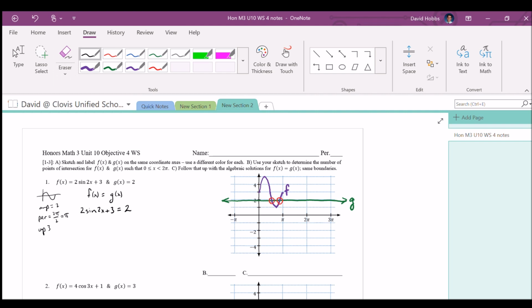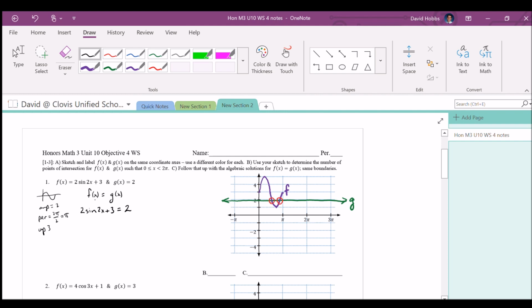The sine graph where the amplitude is 2, the period length is 2 pi over 2, which is pi, and it got shifted up 3, and I've got both of the curves labeled, f and g. We can see that there's 2 points of intersection just within the first period of the function. We are actually solving for all points of intersection between 0 and 2 pi.